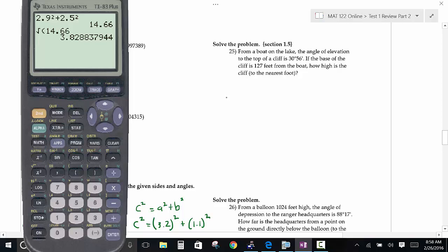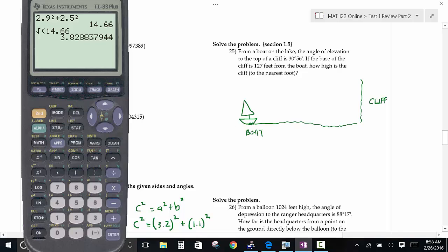So it looks like we have a boat that's on a lake, and then there's a cliff. So let's call this my cliff. And then you got your lake. Lots of waves. It's a windy day. Here's your boat. It's a pretty sailboat. And let's see. It says the angle of elevation to the top of the cliff is 30 degrees 56 minutes.